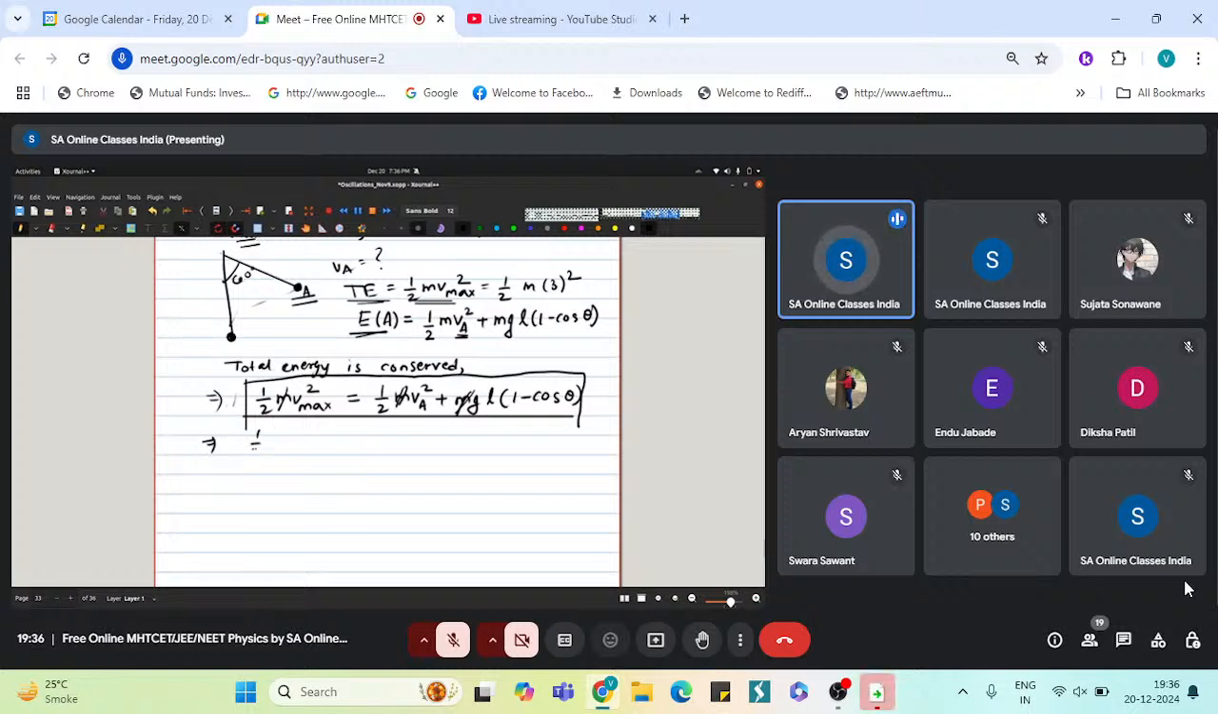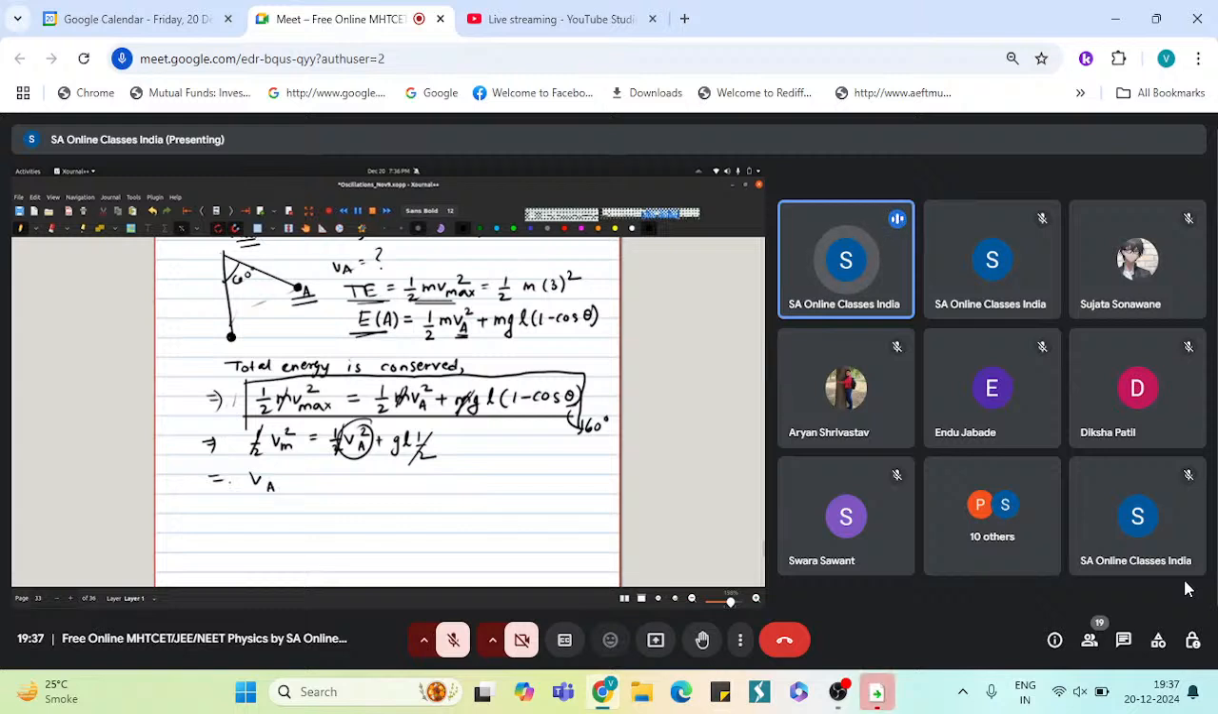And then we can just write this as half m v max square is equal to half m v a square plus g l into 1 minus cos theta, where theta is 60. So cos 60 is half, and 1 minus half is just going to be half. And then half also you can cancel. You don't need to calculate that. And now we need this v a square.